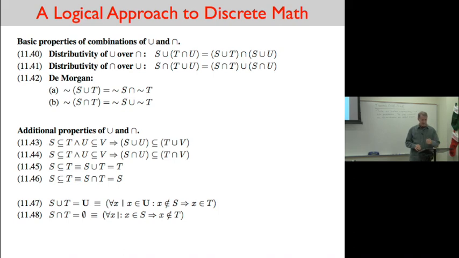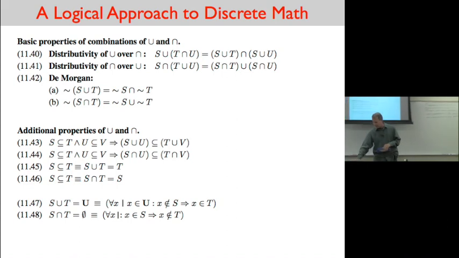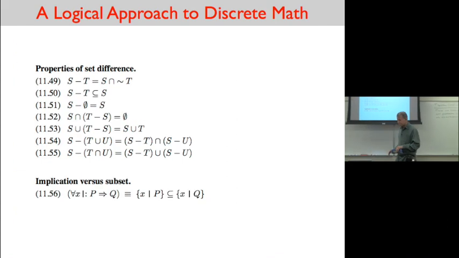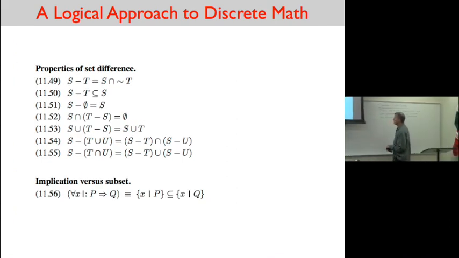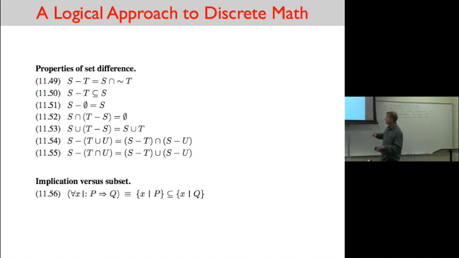Now, I want to give you an example of a proof format using the Metatherm. What we're going to do is prove 11.51. Okay? So here we have some theorems. 11.49 and these are set difference theorems. So S minus T equals S intersection the complement of T. 11.50 is S minus T is a subset of S, and so on. And 11.51 is S minus the empty set equals S.